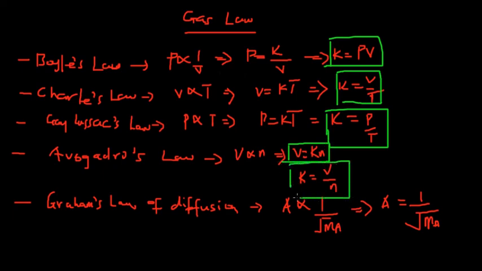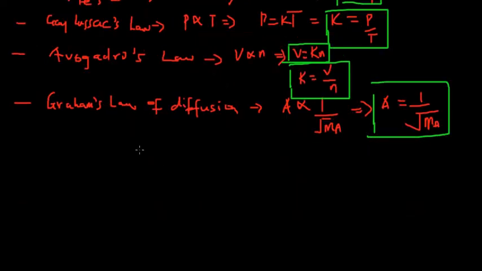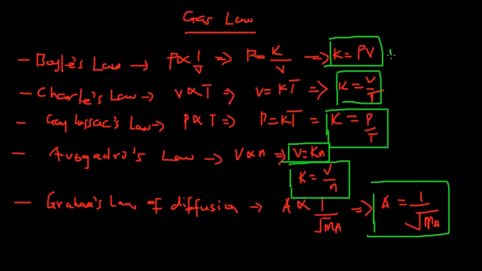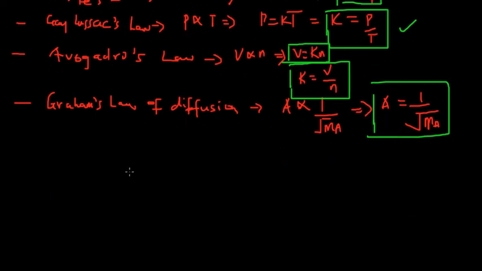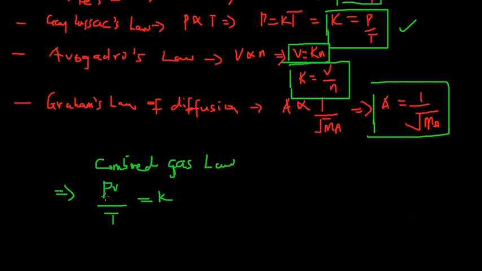Now, one of the key points you need to know is where we combine the gas laws. Most definitely we will be combining Boyle's law, Charles' law, and Gay-Lussac's law to find the general gas law, the combined gas law. The combined gas law gives us PV over T equal to a constant. This is for one state.